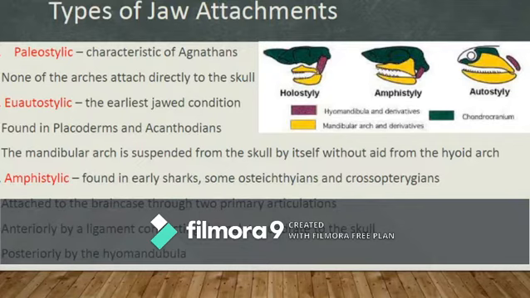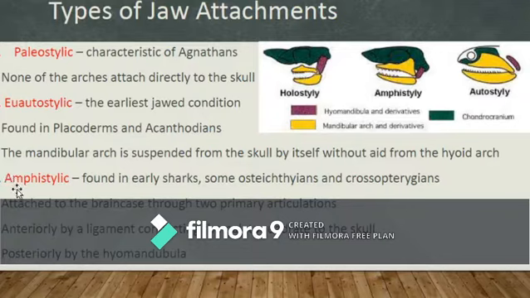Euautostylic is the earliest jaw condition, found in placoderms and acanthodians. The mandibular arch is suspended from the skull by itself without aid of the hyoid arch. So there's no hyoid arch.